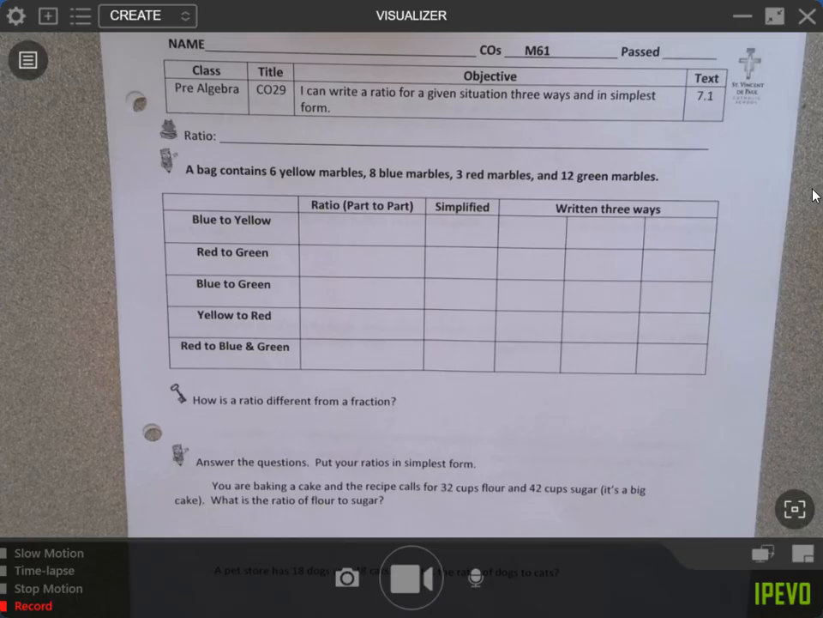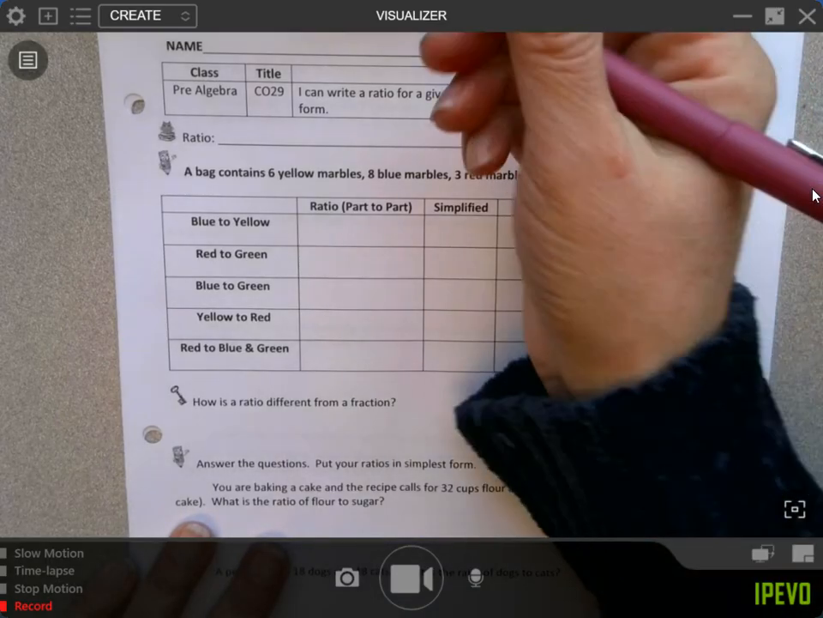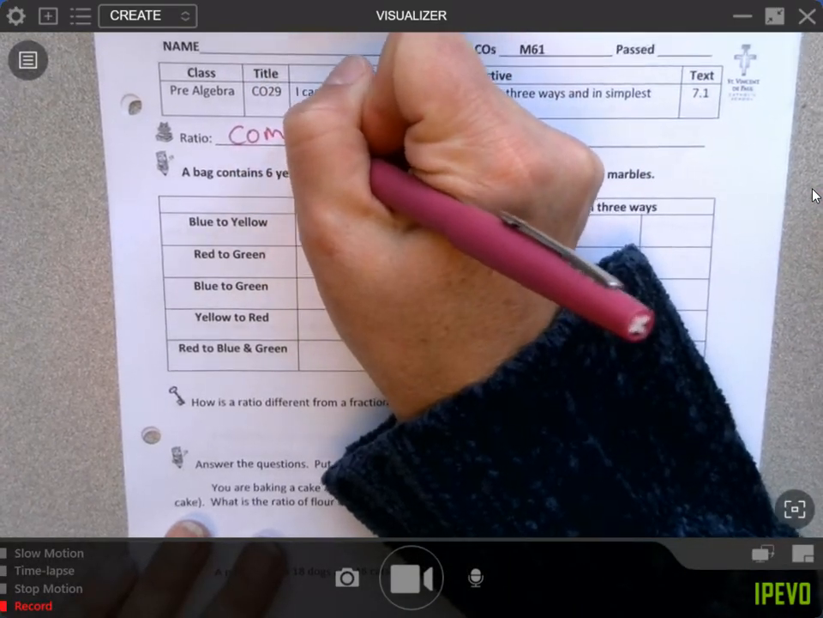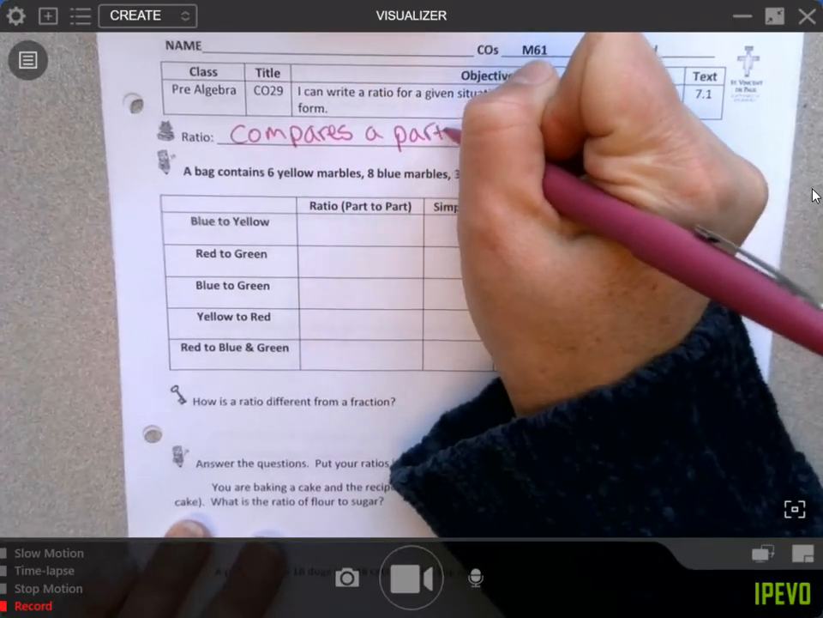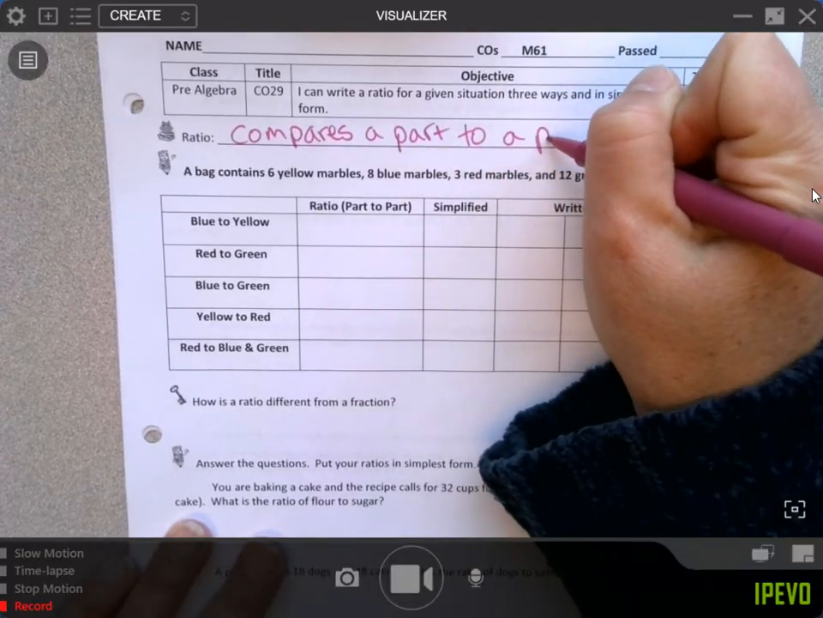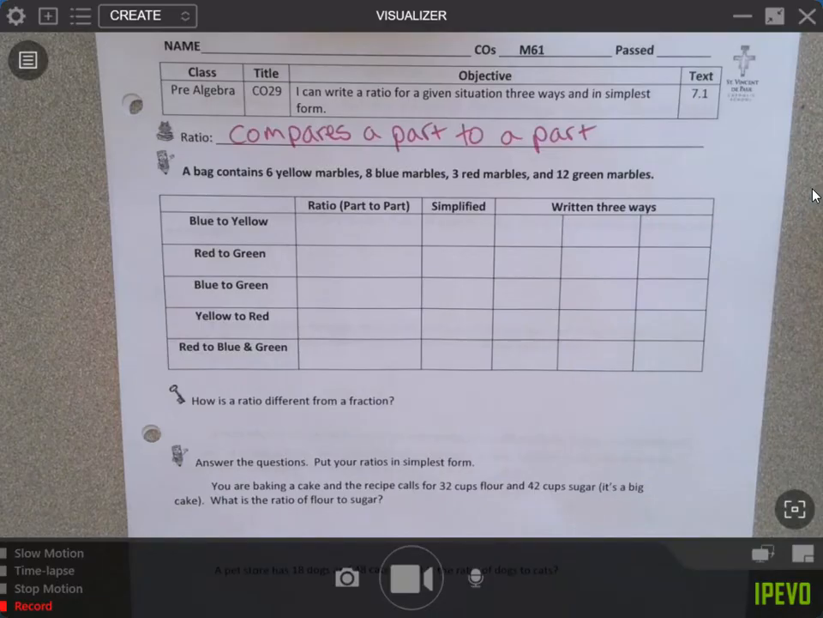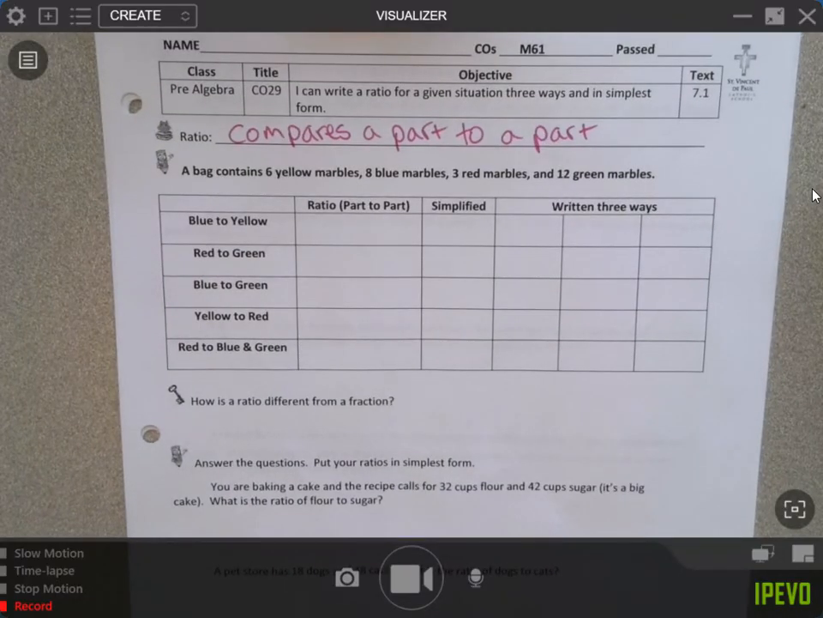So Co29, the first thing says, what is the ratio? Because we are working with ratios in this unit, we need to have our definition for a ratio. A ratio compares a part to a part. That's the big thing we need to know about a ratio. It's a part to a part.